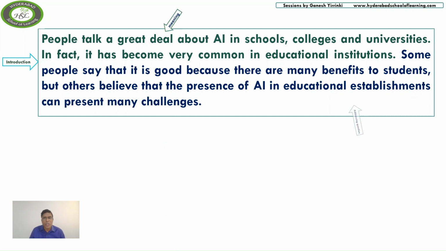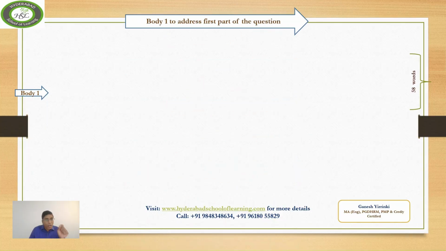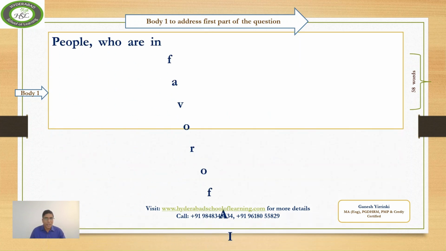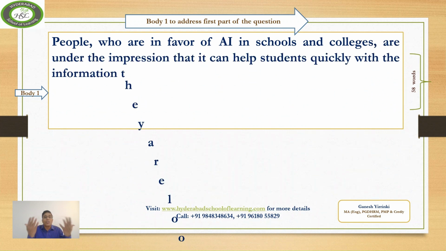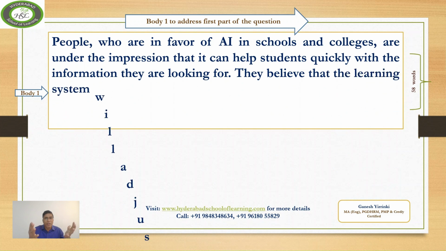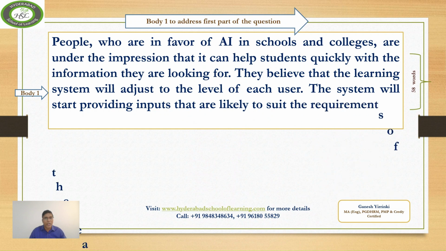One is the meaning of the question, and the other is what the question is addressing. Maybe there are two different views like this. You can talk about it. Then body one addresses the first part of the question, that is, one view. Some people are in favor of artificial intelligence in schools, so what do they say? Why do they favor it? Avoid writing questions in your response. You can avoid questions, exclamations and quotations.